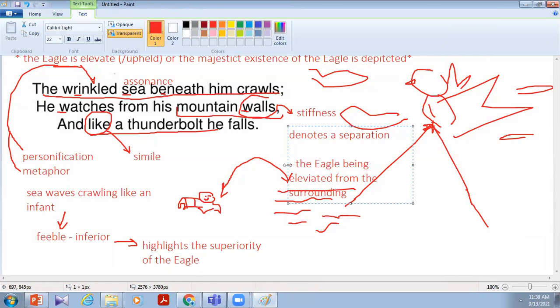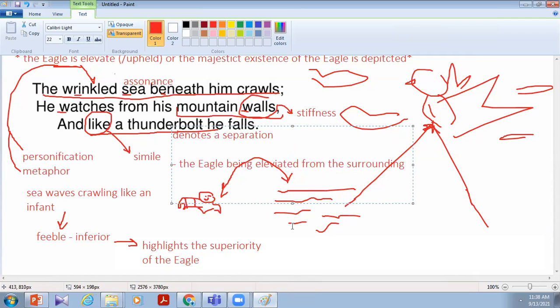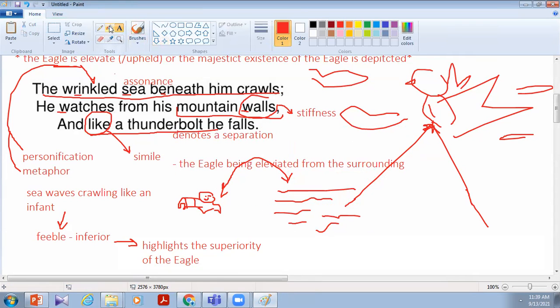All right. I hope the points are clear. So that is for this line. The mountain walls indicate stiffness. It denotes separation. The eagle is being elevated from the surrounding, right? It's being separated from the surrounding. Okay. And then it says, and like a thunderbolt, he falls.